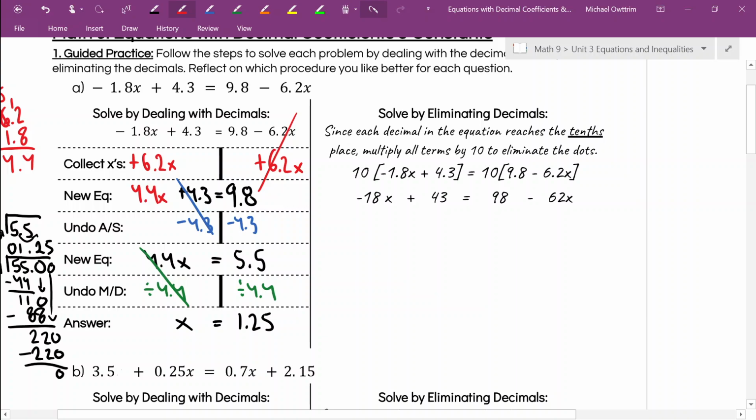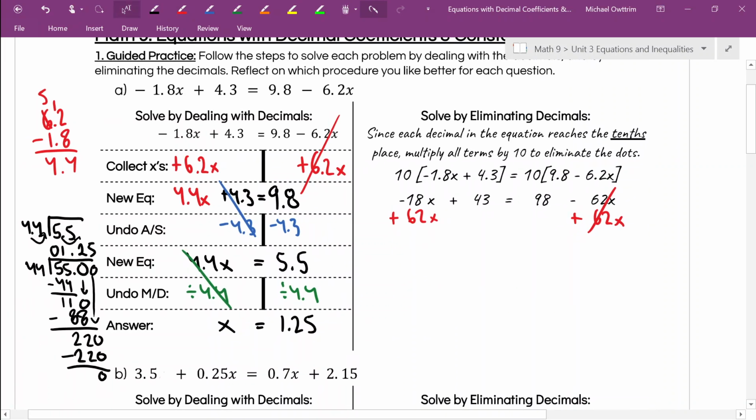Negative 18 is bigger than negative 62, so we'll go ahead and cancel out our negative 62 by adding 62 to both sides, just like we did over here, but without our dots, we are going to get 44x as the result of that step. We still have our constant, and we still have this constant over here.